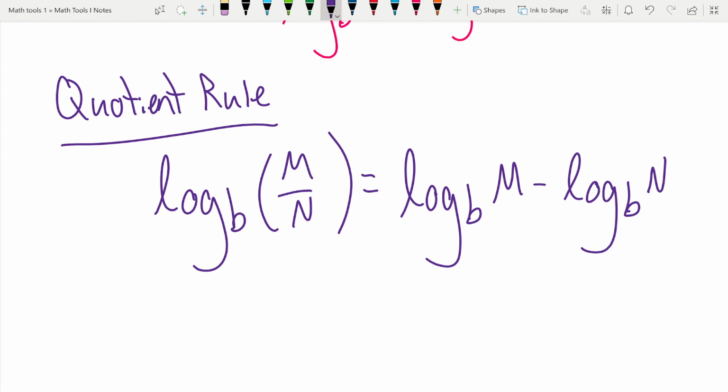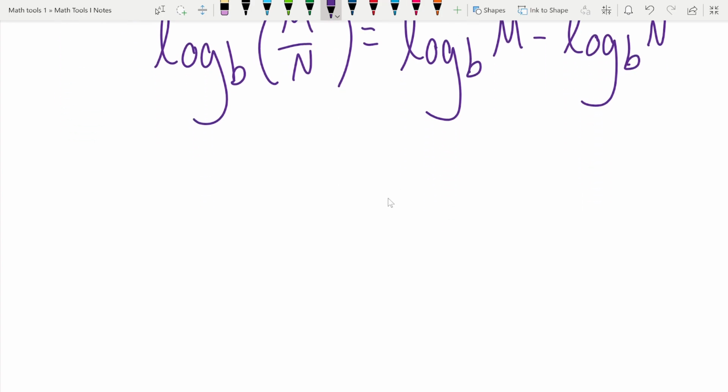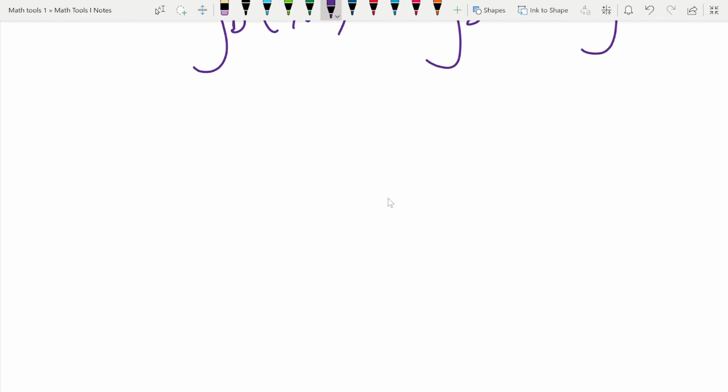So both of these will allow us to simplify logarithms quite a bit, as we'll see when we start looking at equations that involve logarithms. Okay. Another one that is extremely useful for logarithms is the power rule. Okay.